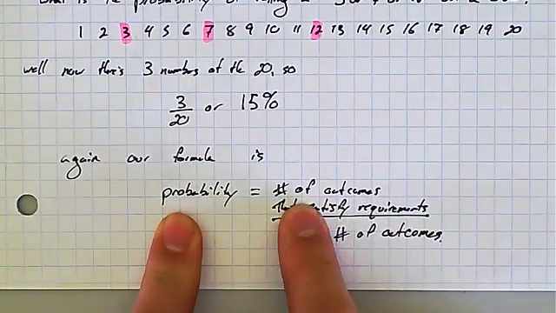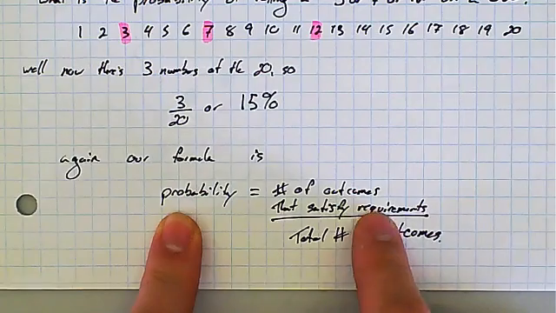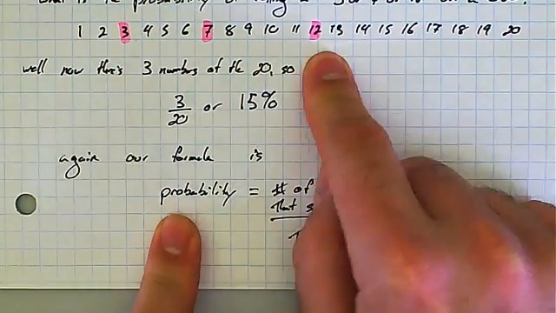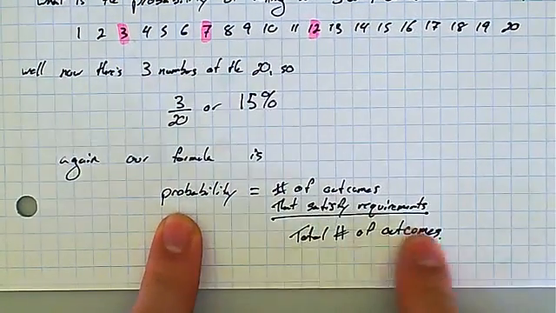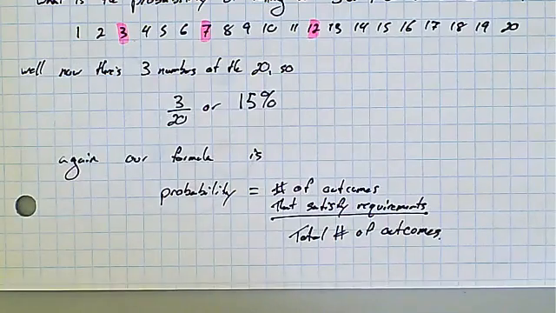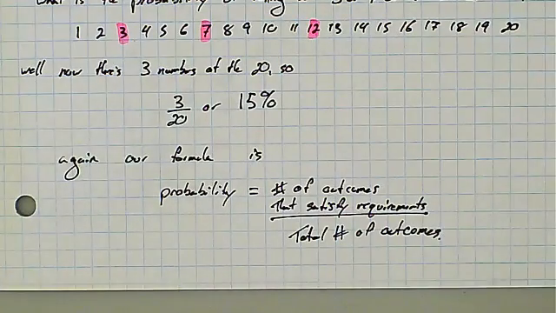Again, looking back at our formula for this, your probability is equal to the number of outcomes you're looking for, or that satisfy your requirements. In our case, 3, 7, and 12, there's 3 of them, versus the total number of outcomes.